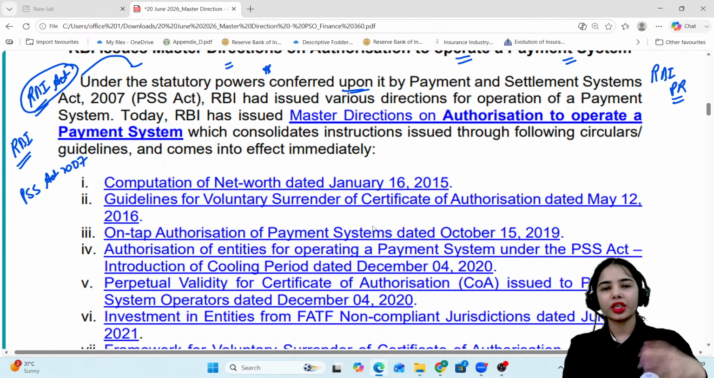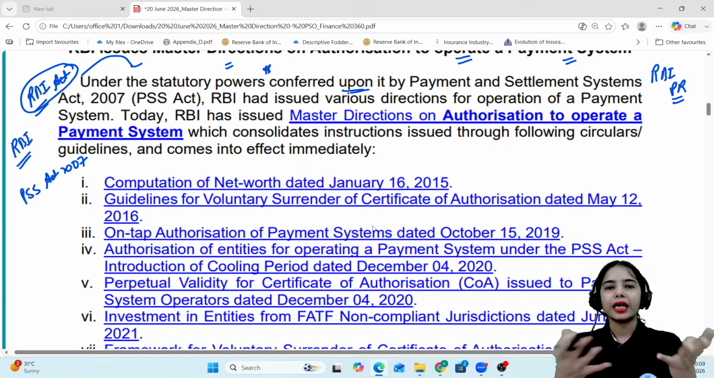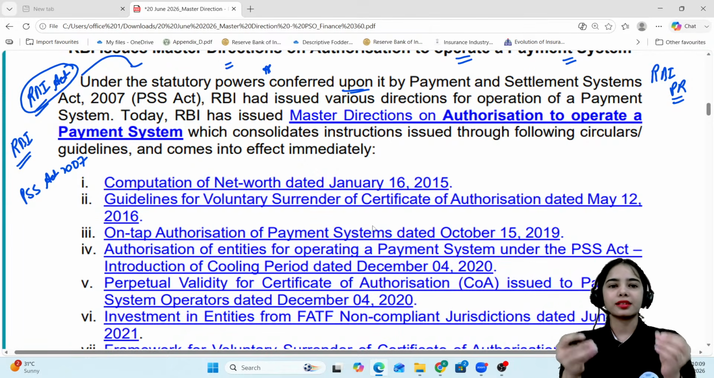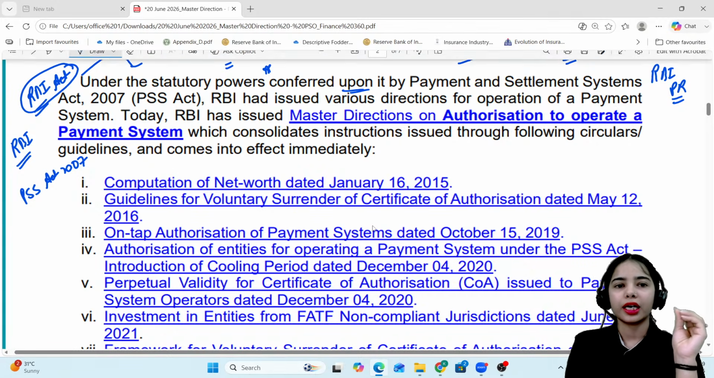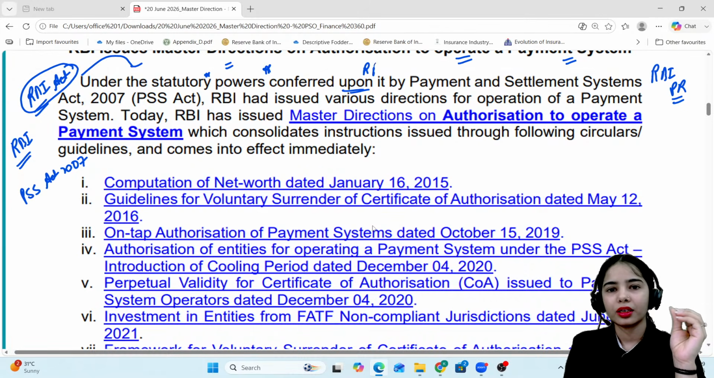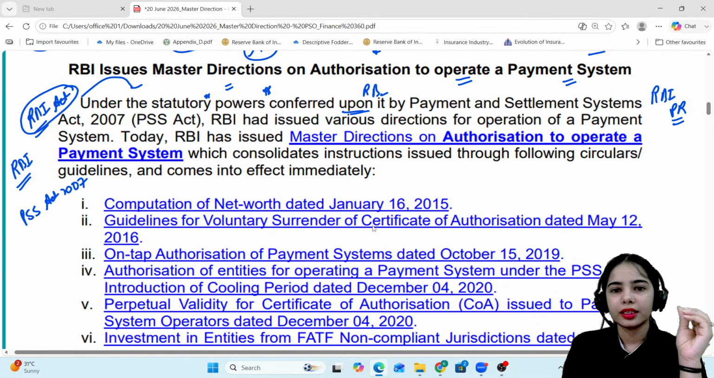Okay, so statutory powers come from a certain act. Like the SEBI Act is there, that provides the statutory powers to SEBI. Similarly, the RBI has the statutory powers that are provided through the RBI Act of 1934 and the Payment and Settlement System Act of 2007. So here, under the statutory powers conferred upon RBI by the Payment and Settlement System Act of 2007, RBI had issued various directions for the operation of a payment system.